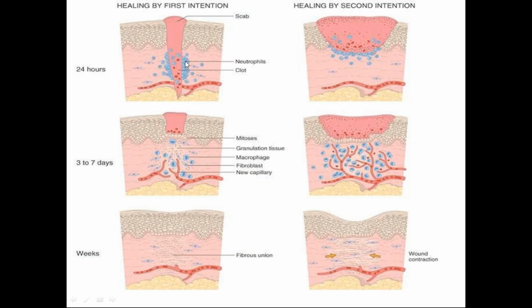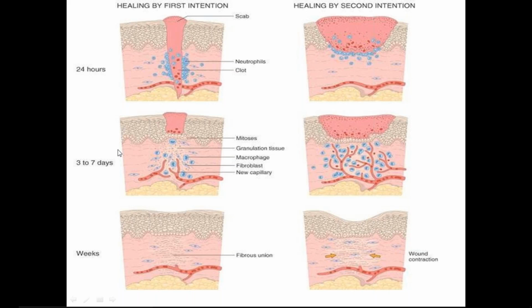See, this is healing by primary intention, when there is a small wound and when the cut ends are clean and sharp, there will be scab formation, neutrophils and clot formation. Platelet clot and neutrophils accumulate within 24 hours. Whereas wound healing by secondary intention occurs when the cut ends are very large, very big cut ends.